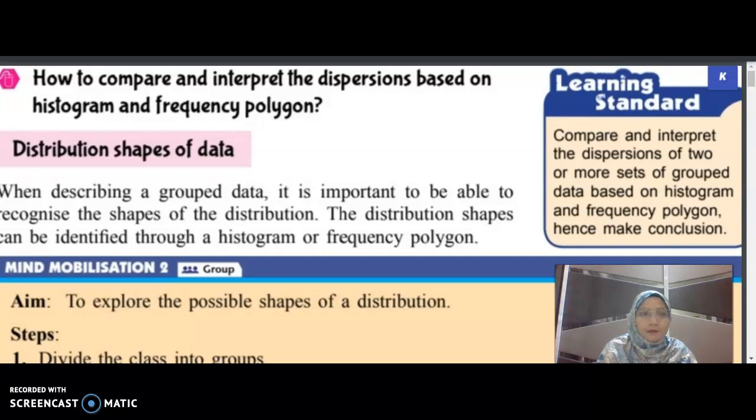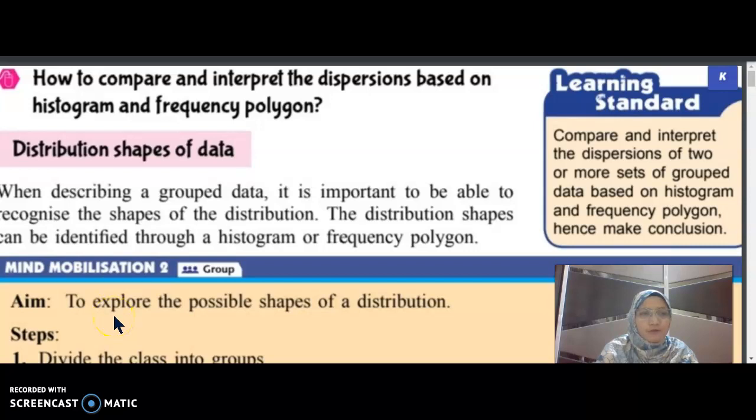Hi, today we are going to learn how to compare and interpret the dispersions based on histogram and frequency polygon. Our learning standard is to compare and interpret the dispersions of two or more sets of grouped data based on histogram and frequency polygon, hence make conclusion.